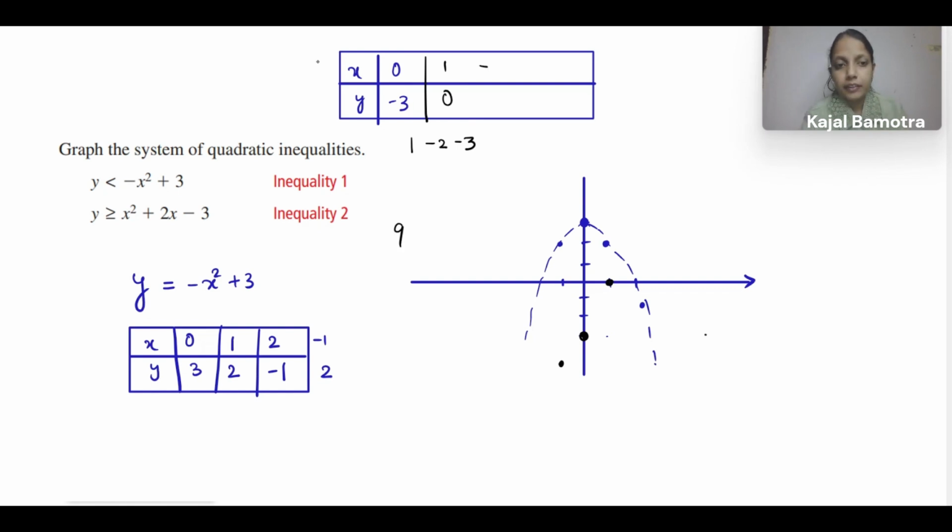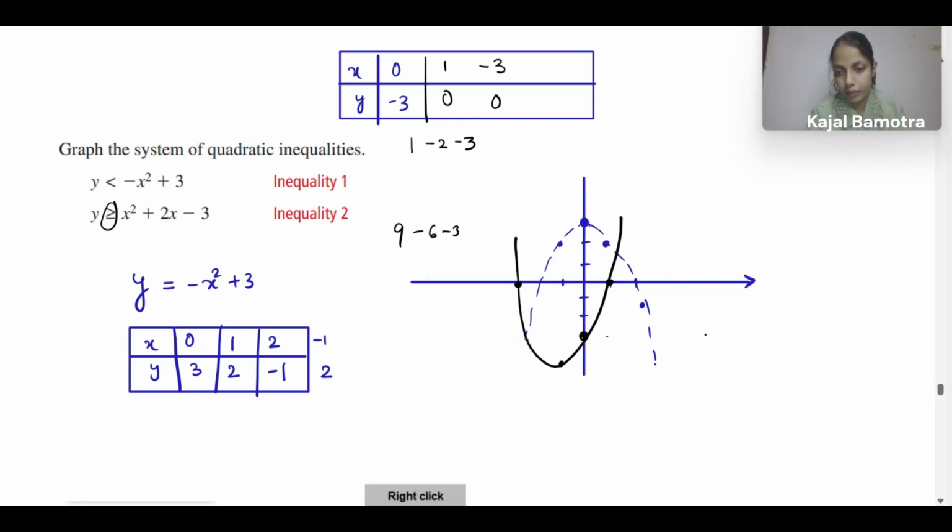Now I choose negative 3. If I choose negative 3, 3 times 3 is 9, minus 6, minus 3 is 0. At negative 3, it is 0 also. It's somewhere here. Here the equality sign is there, so I'm choosing a solid line for this. It's like this. This is a solid line.